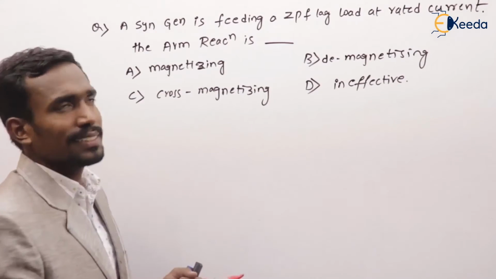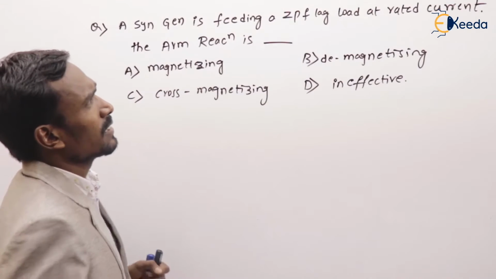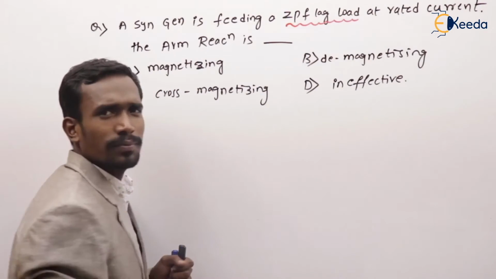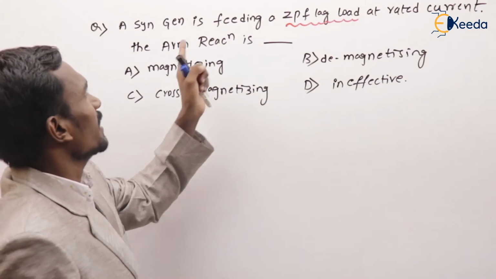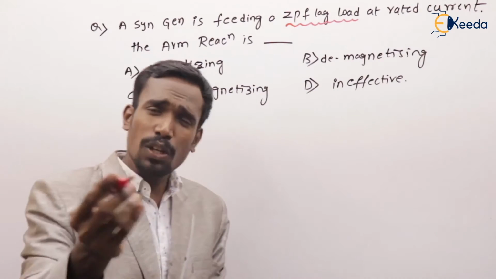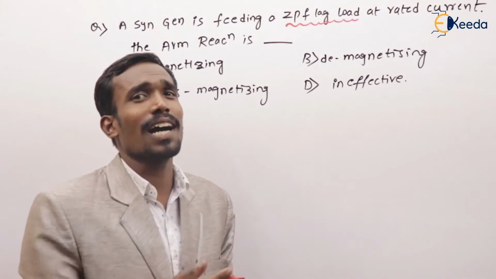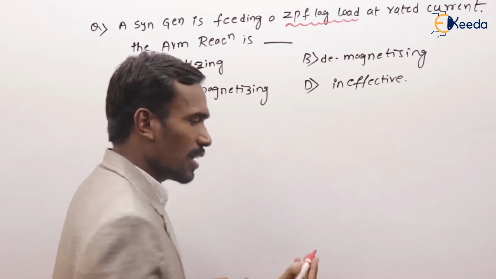Yeah, next question. Let's see here. A synchronous generator is feeding a zero power factor lagging load at rated current. What is the armature reaction with rated armature current?